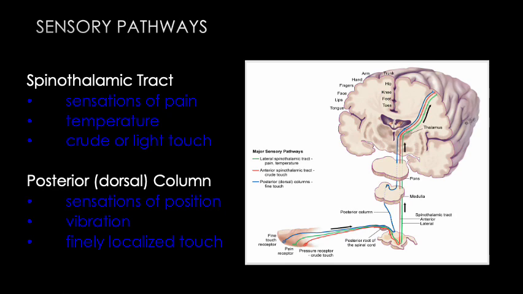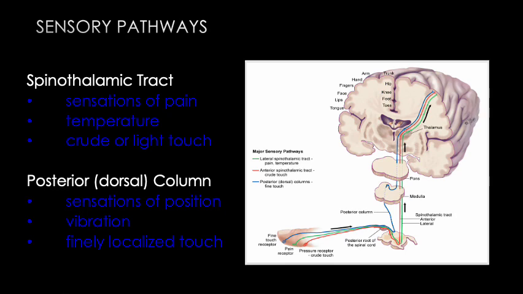The spinothalamic tract is the tract that helps you understand the sensation of pain. It helps you understand temperature. If someone puts an ice cube on your hand versus a heat pack, you'd be able to tell the difference. Also crude and light touch. In the posterior dorsal column, this is the sensation of position, vibration, and fine localized touch.